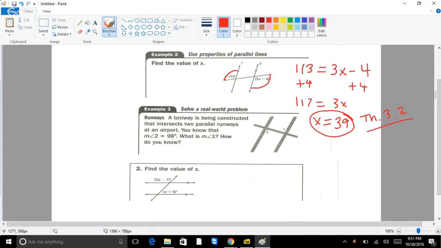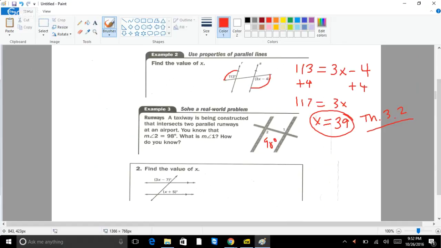Okay, so example number 3 says, a taxiway is being constructed that intersects two parallel runways. So you see my runways, and it's been intersected. You know that the measure of angle 2 is 98 degrees. Okay, what is the measure of angle 1? How do you know? Okay, so what are angle 1 and angle 2?